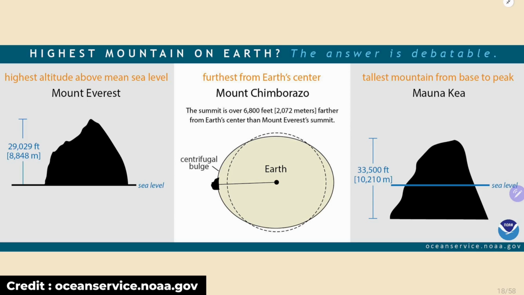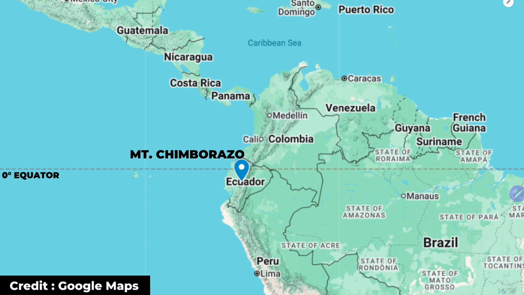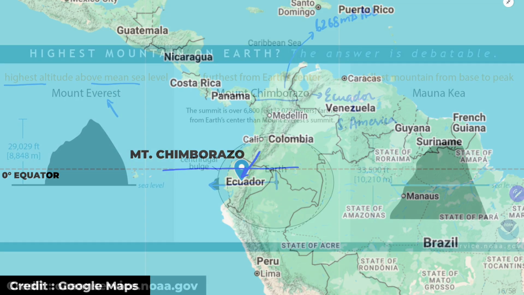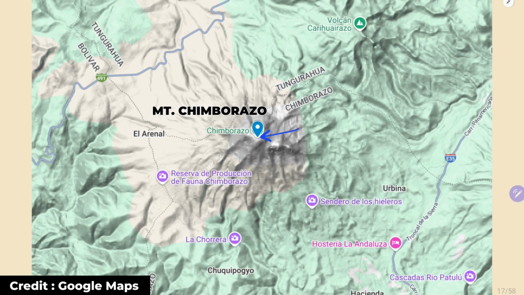An interesting fact is that while Mount Everest is the highest point above sea level, the point farthest from the Earth's center is actually Mount Chimborazo in Ecuador in South America, which stands at 6,268 meters above sea level. Why? Because as you can see in this map, Chimborazo is near the equator, and as we learned earlier, the Earth has an equatorial bulge due to its rotation. So Chimborazo is actually the closest point on Earth to the Sun, even though it isn't the highest in terms of sea level. This is a zoomed in image of Mount Chimborazo.